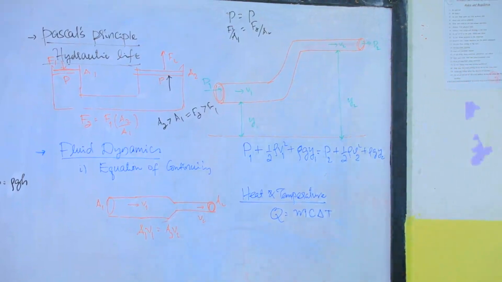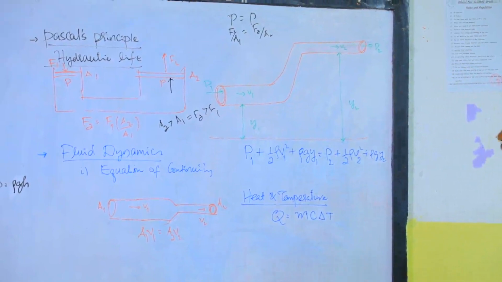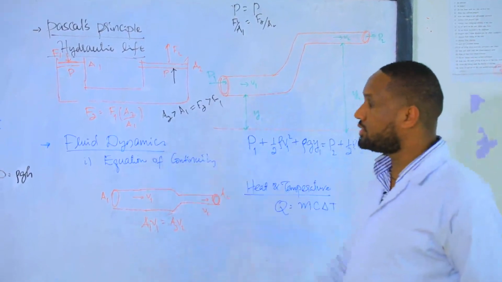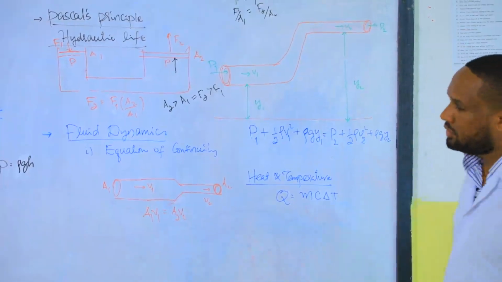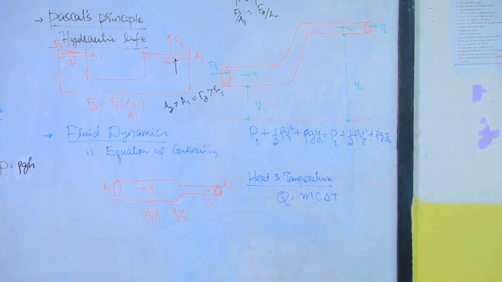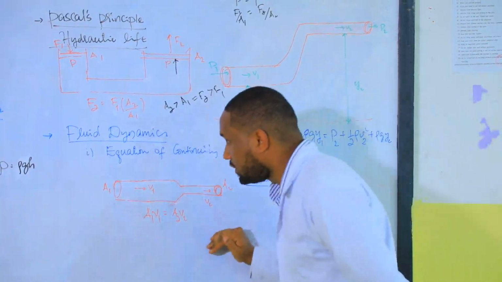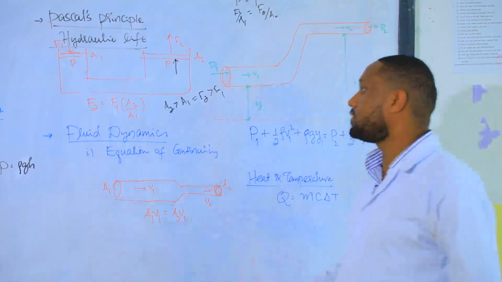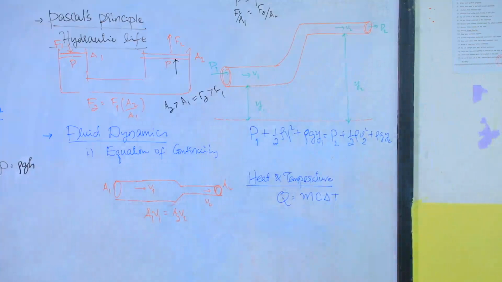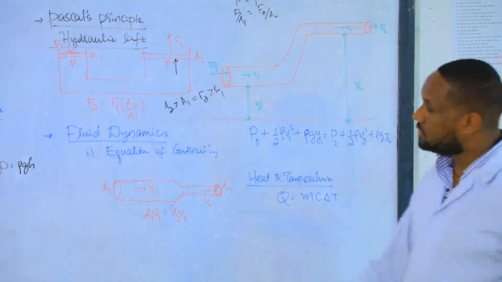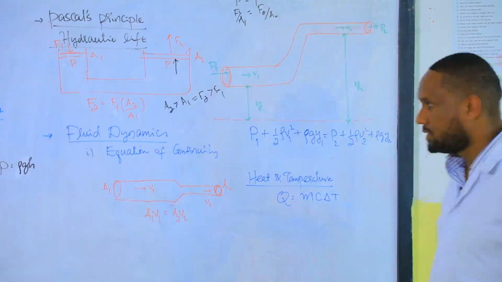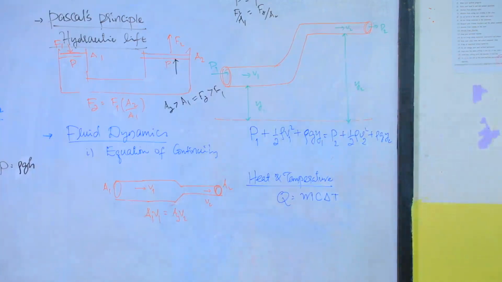The other important part of fluid mechanics is fluid dynamics. That's the kind of physics that studies the motion of fluids. In fluid dynamics, there are two important principles or equations. The first one is called the equation of continuity. The equation of continuity is based on the law of conservation of mass that passes through a given cross-sectional area inside a pipe.